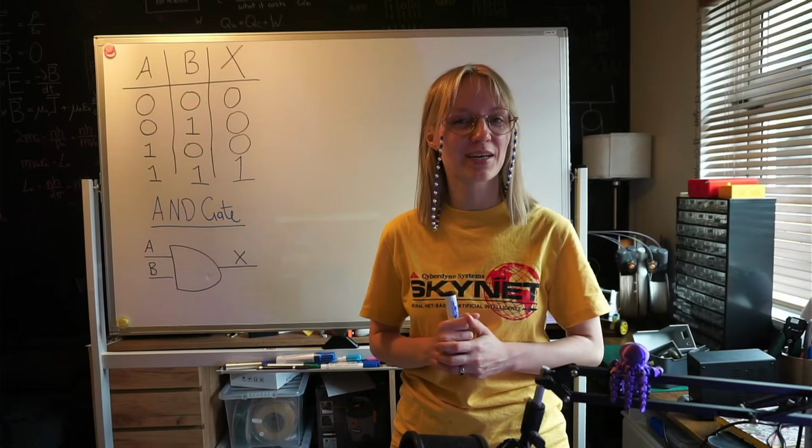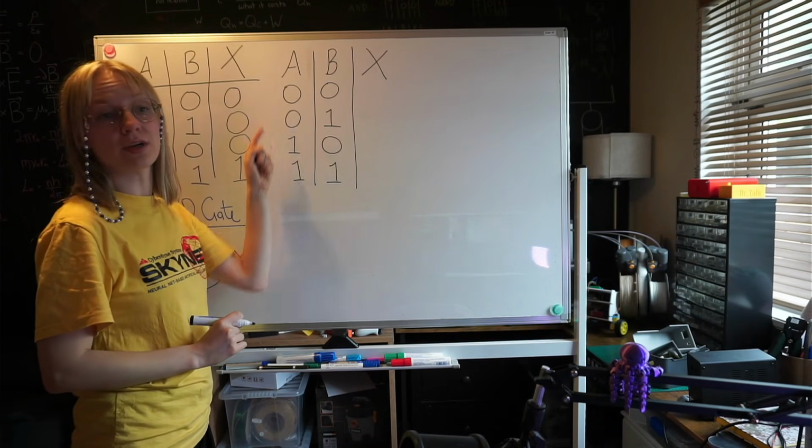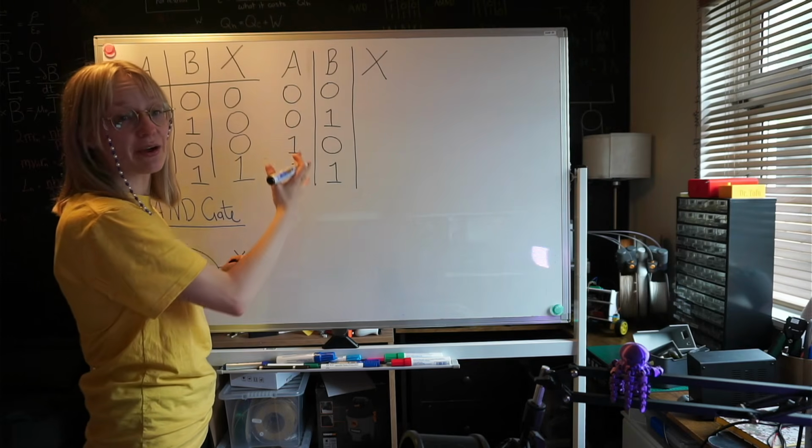Let's crack on to the second one, the OR gate. Note the order I've listed them. I didn't start with 1, 1 and 0, 1 and 1, 0. This is actually how you count in binary.